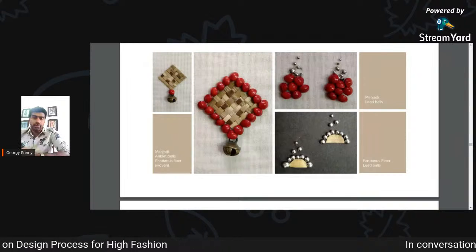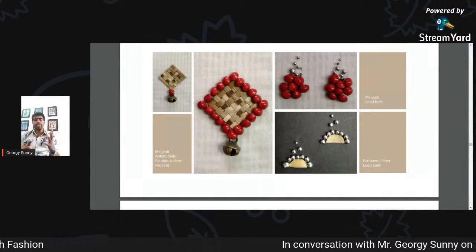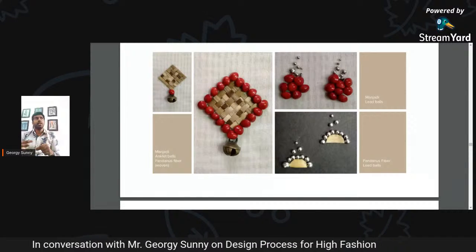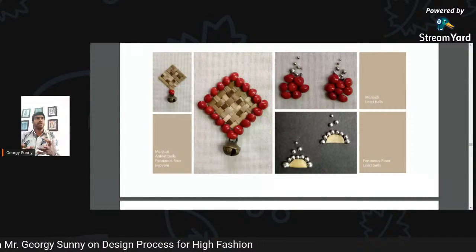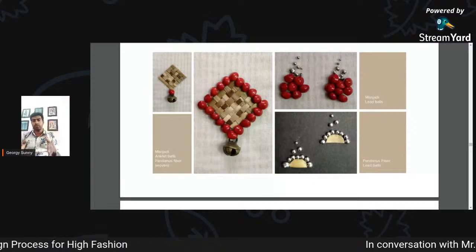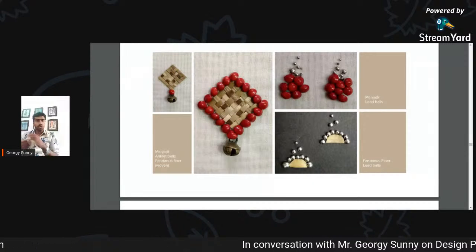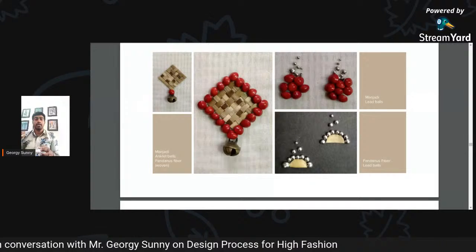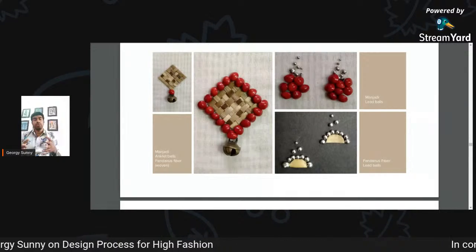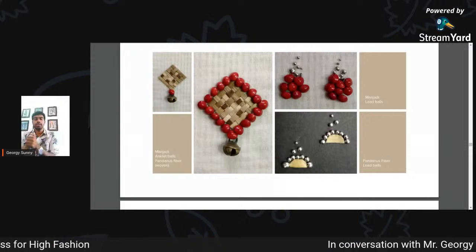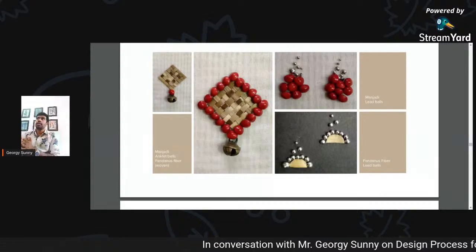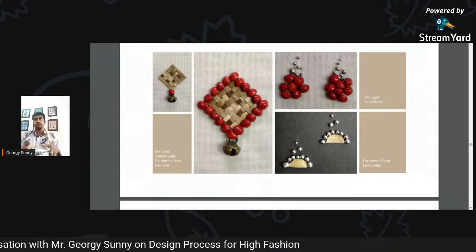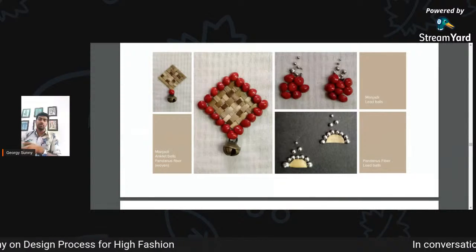Again, she actually tried to stick it, but in high fashion, sticking is not a very cool way of working on a garment. You can actually make holes and embroider it, and see other techniques which will last longer. That is also a very important aspect. You might have collected many materials and gotten an amazing combination, but it's very important how you're really going to execute it on the fabric. That is also a key aspect.